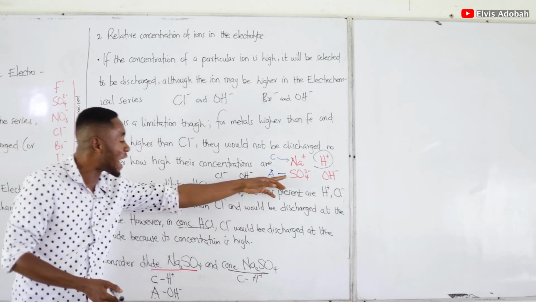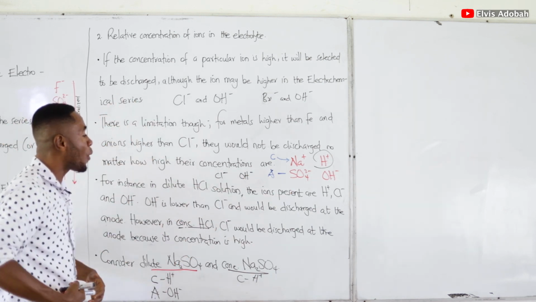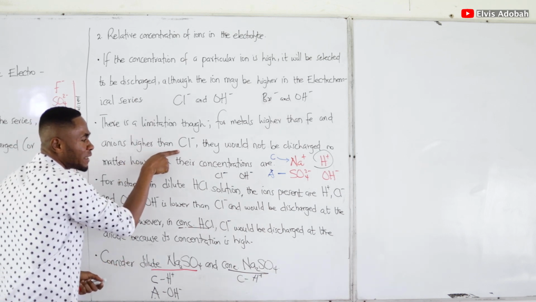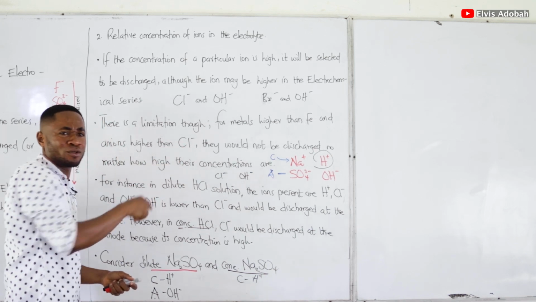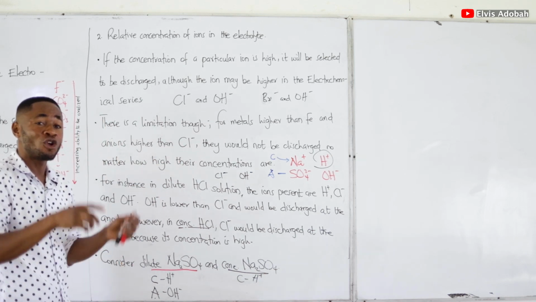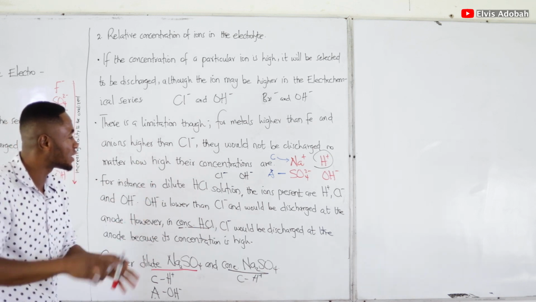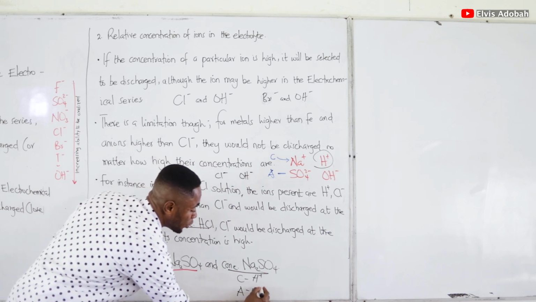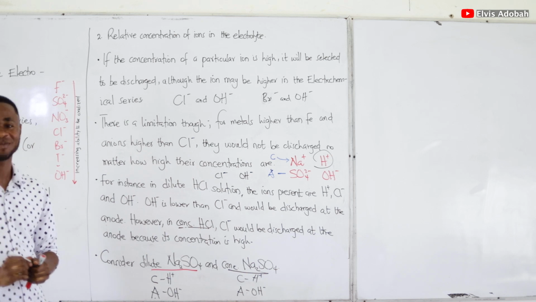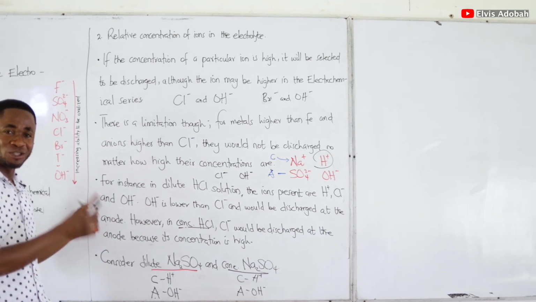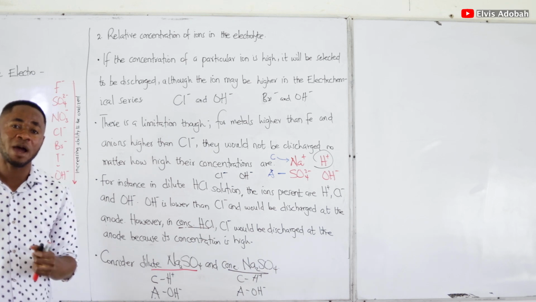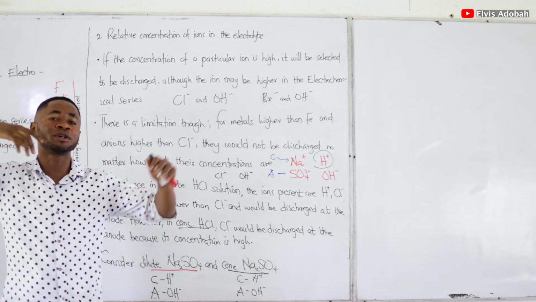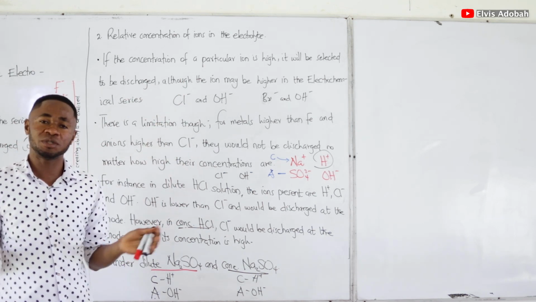And we know sulfate ions, you are highly concentrated. We are supposed to select you. But there is a limitation here: you sulfate ions are higher than the chloride ion in the electrochemical series. As such, we cannot select you. So at the anode, you will still have our hydroxyl ions. Do you see these two factors? Whenever we are talking about dilute solutions, always think about the first factor, the position of the ions in the electrochemical series. That alone should do.